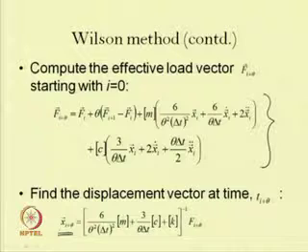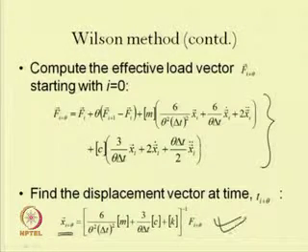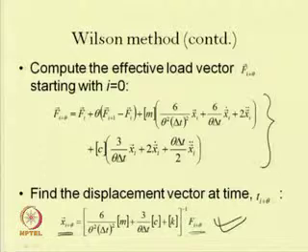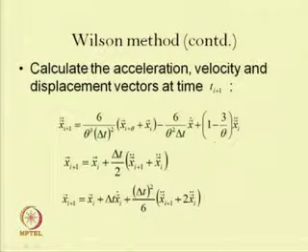So, x I plus theta can be obtained using this expression, where x I plus theta is equal to [6 by theta square delta t square into m plus 3 by theta delta t c plus k] to the power minus 1 into f I plus theta. So, one can obtain the value of the next iteration after the theta interval, x I plus theta. This is the expression for x I plus theta, which can be obtained from these expressions.